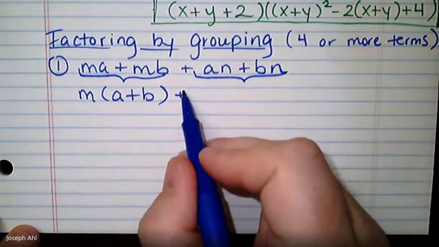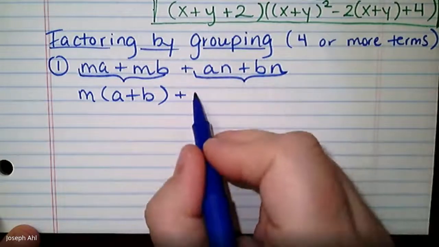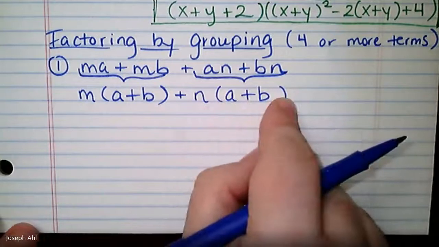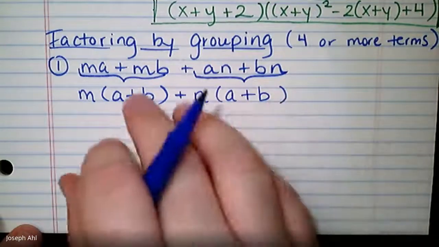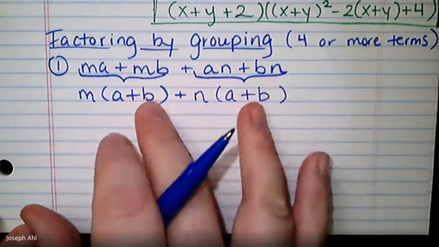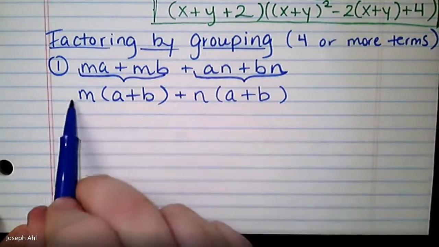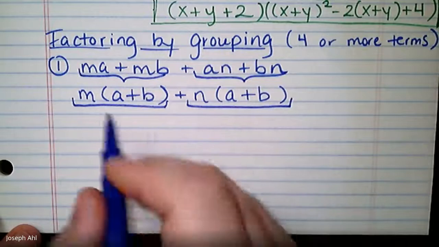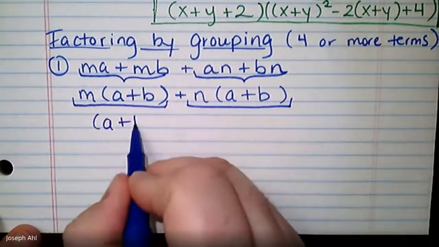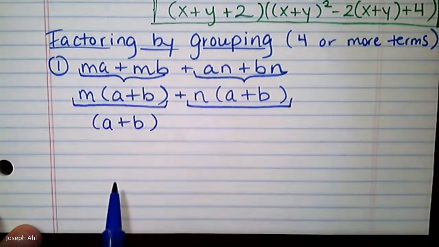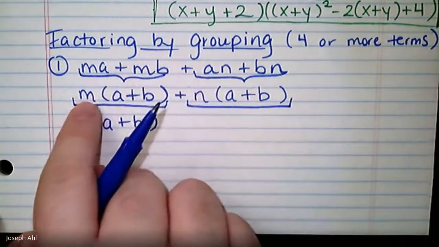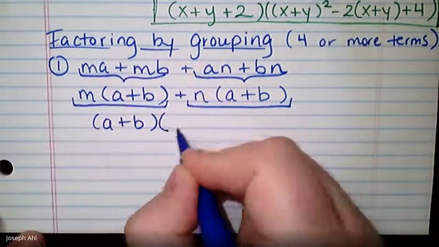And then I'm going to carry down the plus sign. From the second group, I can take out an n, and that also leaves me with a plus b. So rather than using a dummy variable here to replace a plus b, maybe you're okay that if I look at this as one whole term, plus this is another whole term, that they both have a plus b in common. And what that means is if I take out a plus b as a GCF, what does that leave me with from the first group?